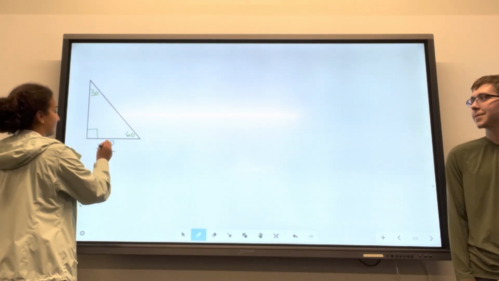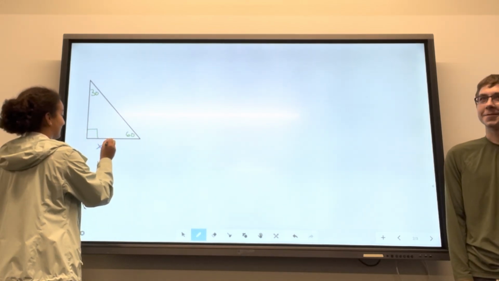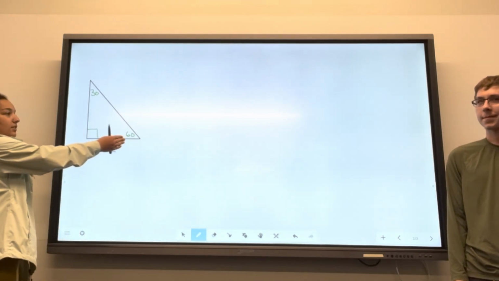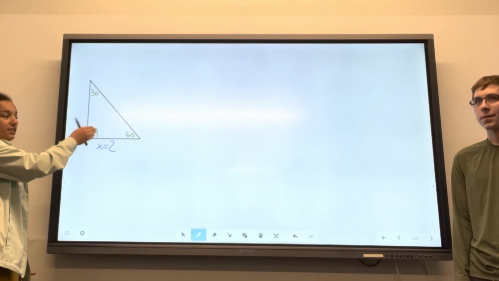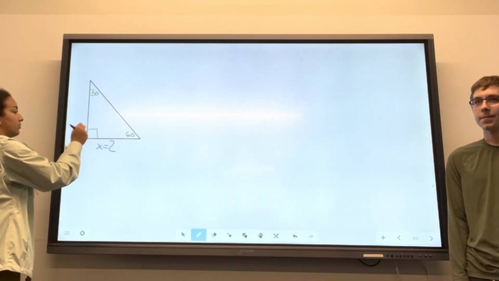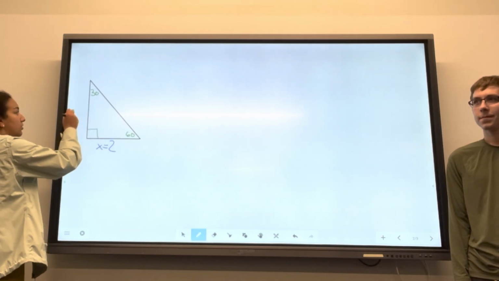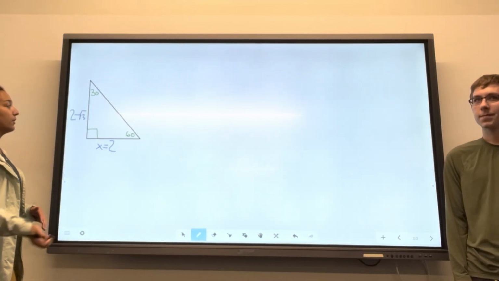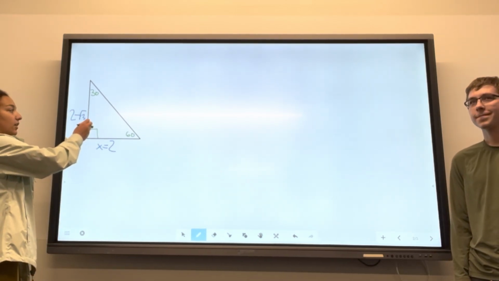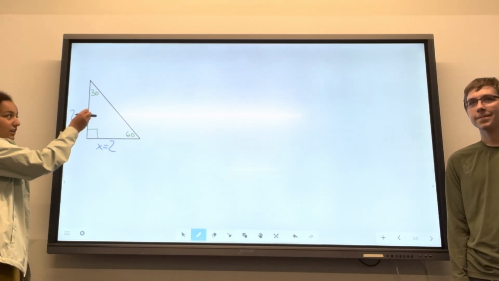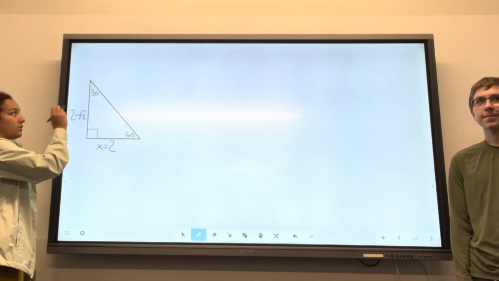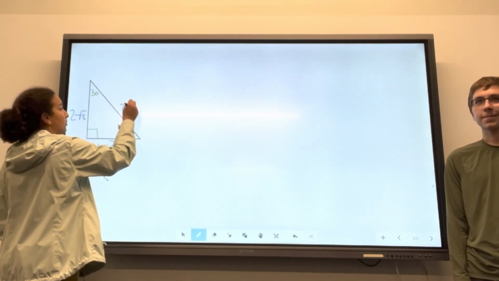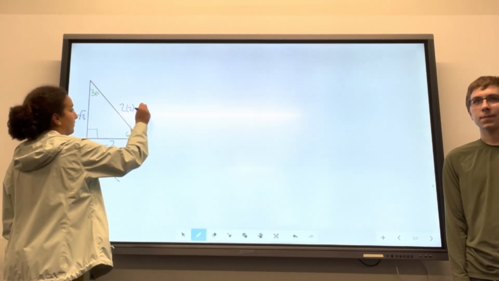So if we have x equals 2, then we would know that the side across from the 60-degree angle would be x root 3, which would be 2 root 3. And then we know since the side across from the 90-degree angle will be 2x, which would be 2 times 2, which equals 4.